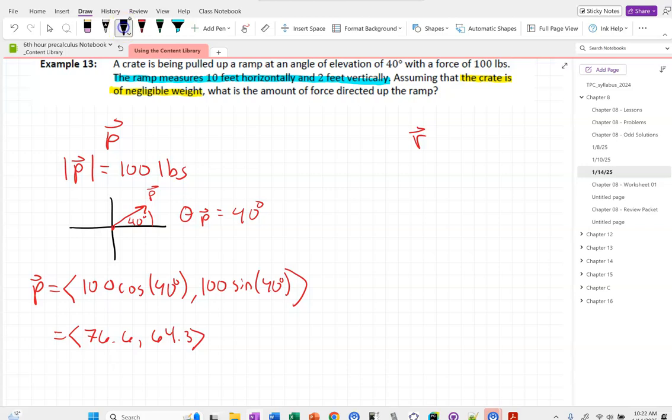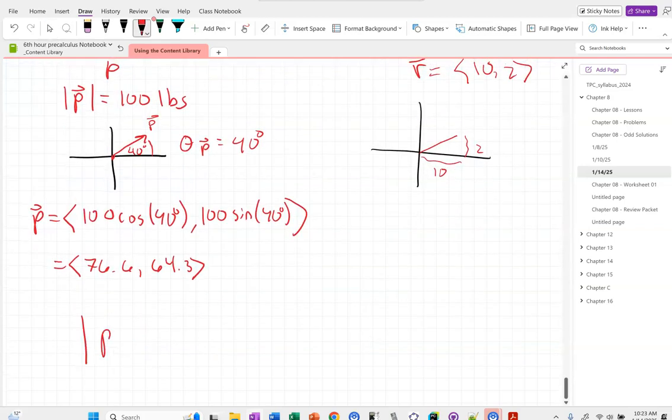So if I think about what that means, the ramp is kind of going 10 feet over and 2 feet up, right? Well, that's just telling me the component form for the ramp, isn't it? Oh, I like that. Boy, that's simple. I don't even have to translate anything. It just, boom, there's my component form. Yes.